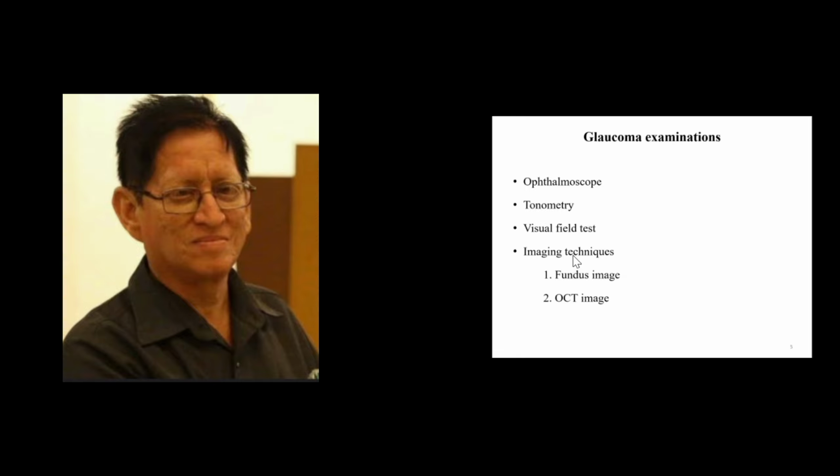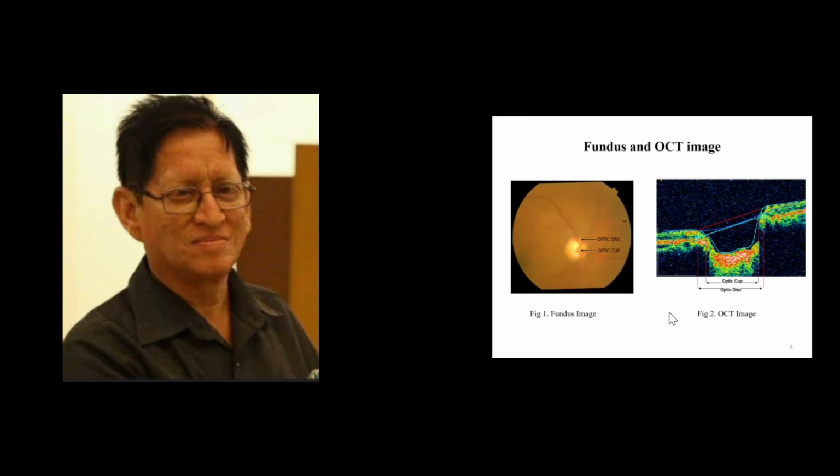Primarily, two types of imaging are available in retinal image processing. One is called fundus image. Another one is called optical coherence tomography image. This is a fundus image. The outer portion is called the optic disc, and the inner, bright portion is called the optic cup. These are the blood vessels and the optic nerve.